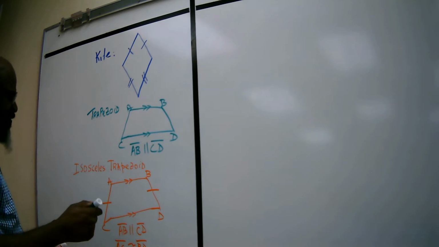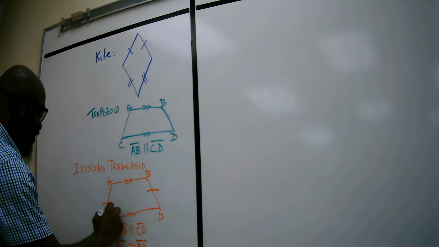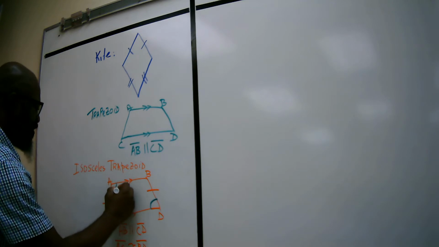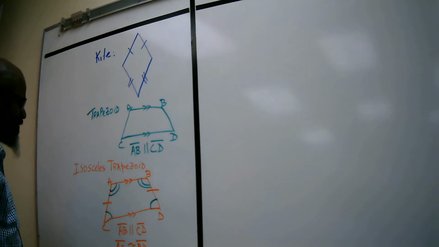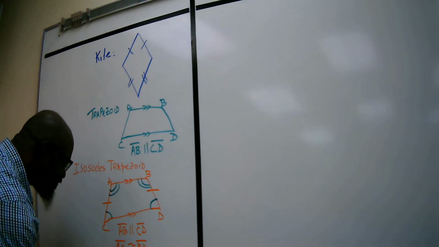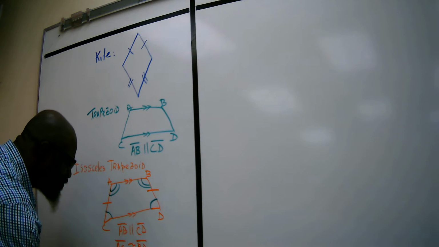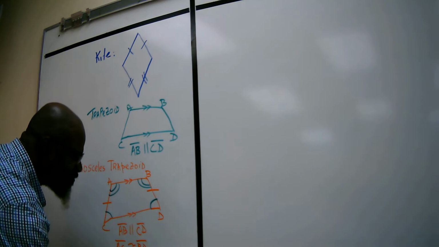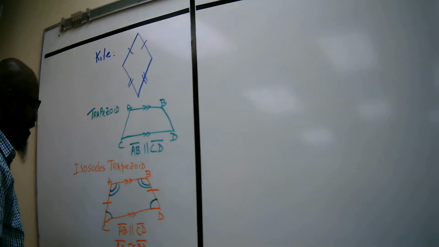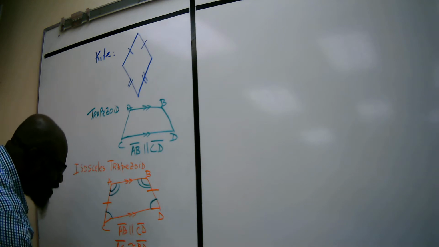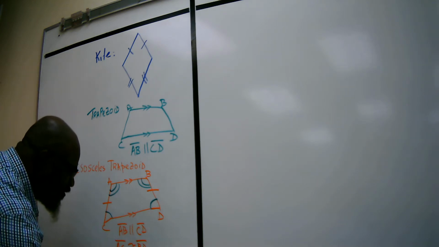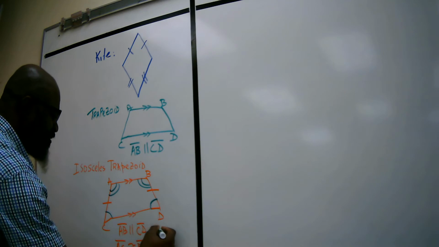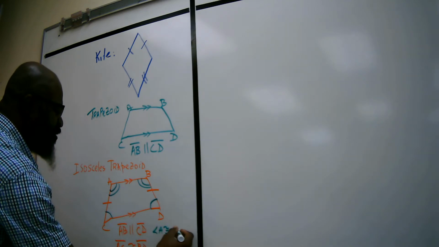Now the properties of the trapezoid. The bases are parallel. Base angles are congruent, meaning that angle C is congruent to angle D, and angle A is congruent to angle B.